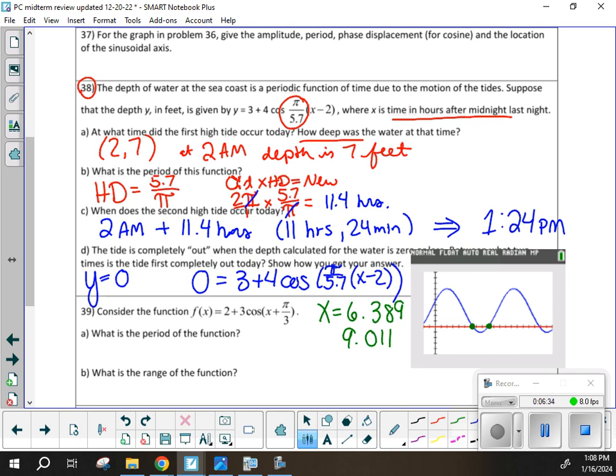So 0.389, if we multiply by 60, is 23 minutes. So it's between 6:23 a.m. and that 0.011 times 60 again is still pretty close to 9 a.m. It doesn't make a significant difference there.